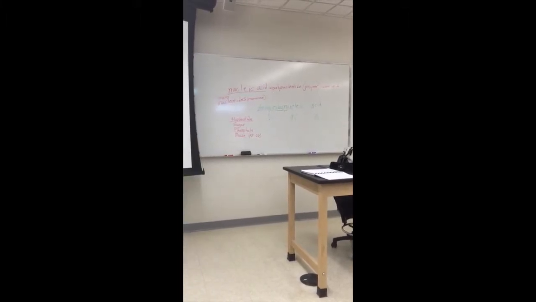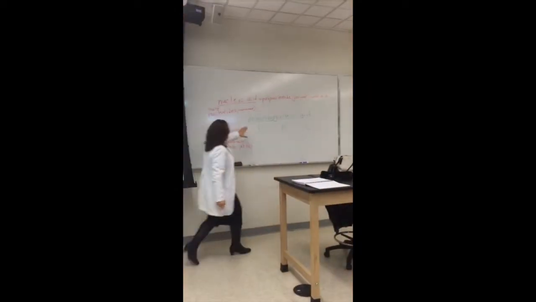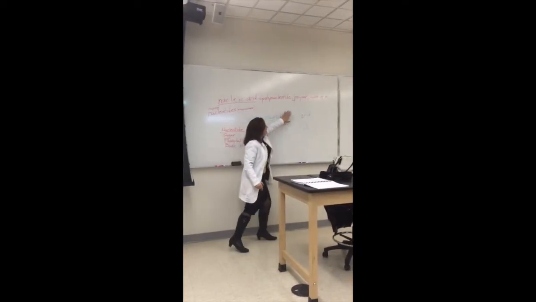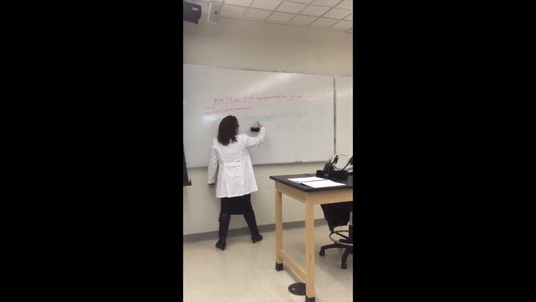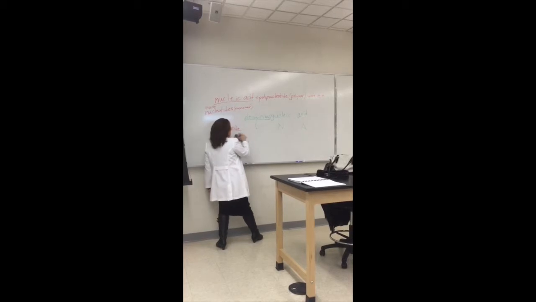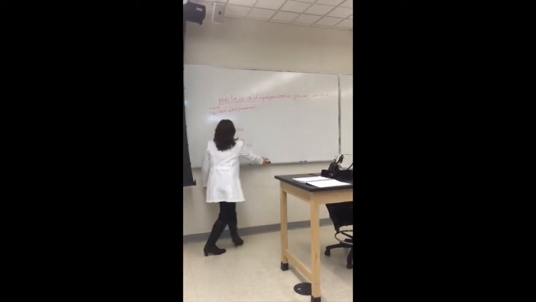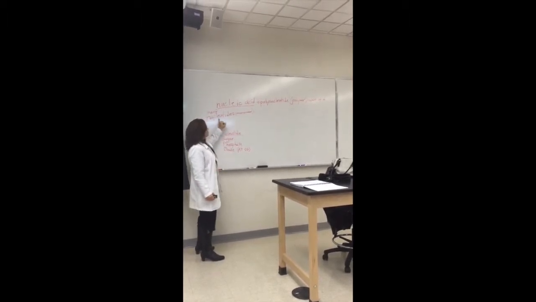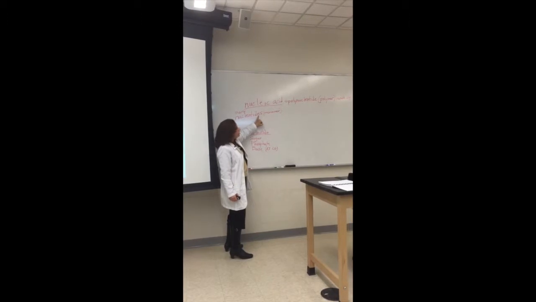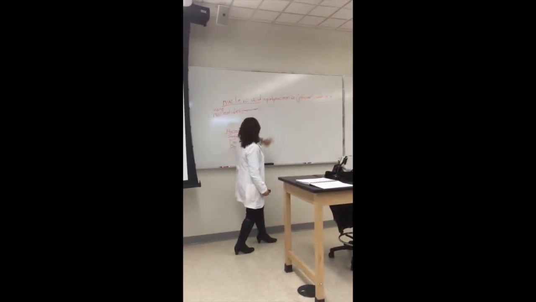DNA molecule is known as deoxyribonucleic acid. It is a type of nucleic acid that's made up of ribose that is missing one oxygen atom. Okay? So it's deoxyribonucleic acid. A nucleic acid has a monomer known as a nucleotide. When you put a bunch of nucleotides together, it's called a polynucleotide, poly meaning many.